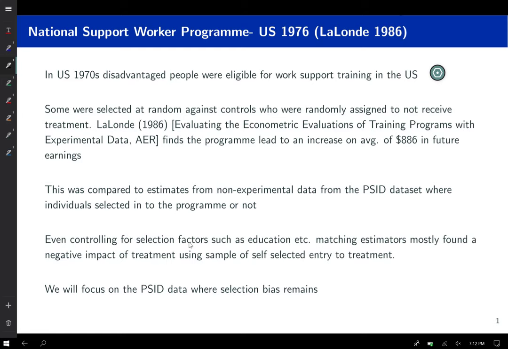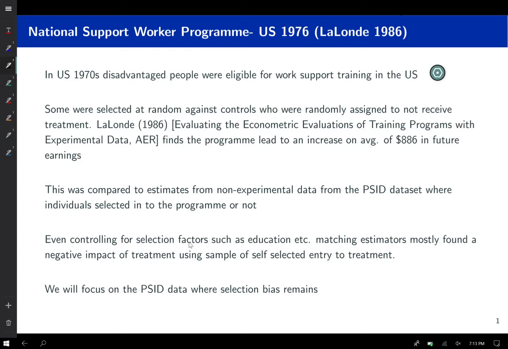where there was a national support worker program. So disadvantaged people, for example people that had been in prison or had maybe been drug users or had lost their jobs or were very poor, were eligible for a program where they were given paid work, a place to live, and quite a lot of support and training.